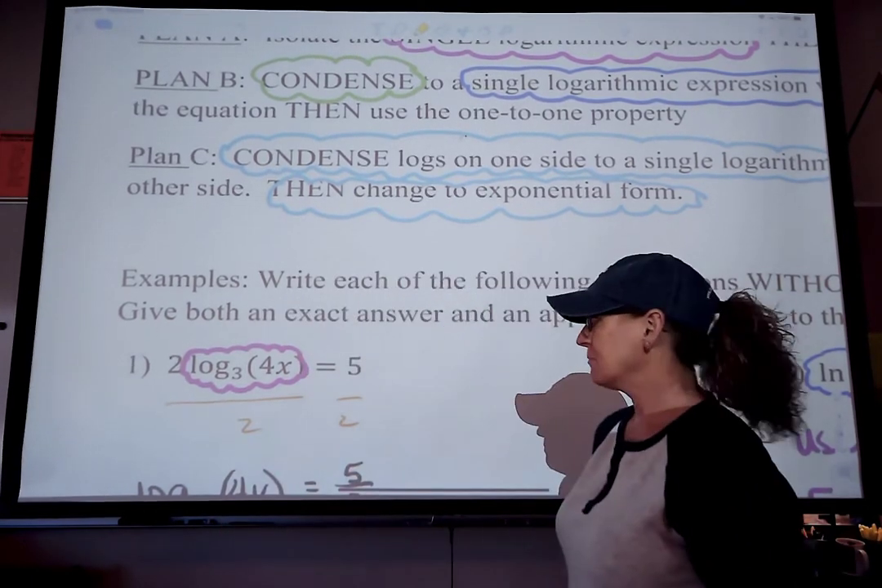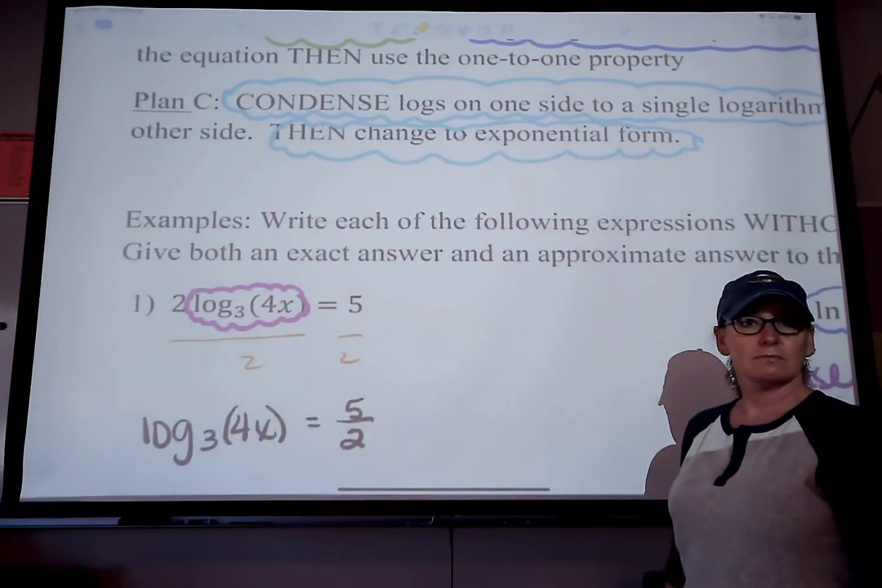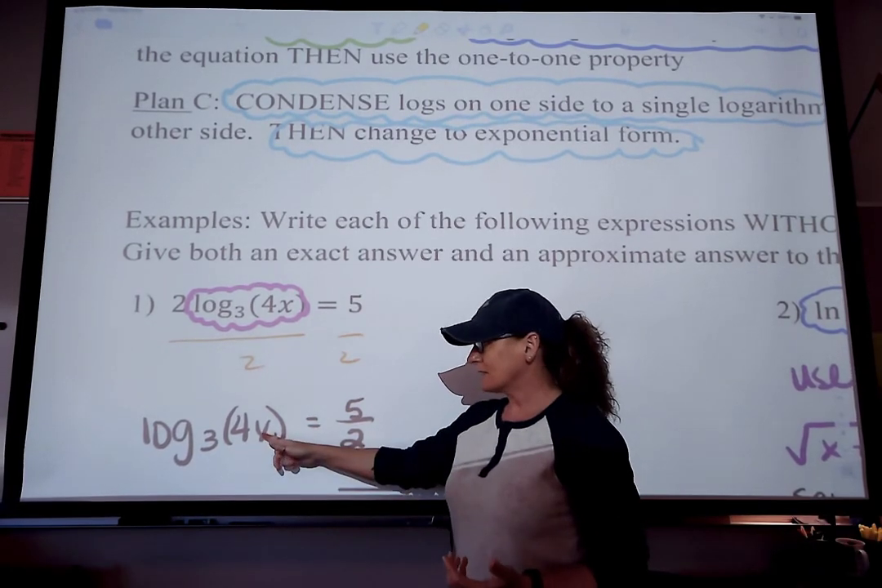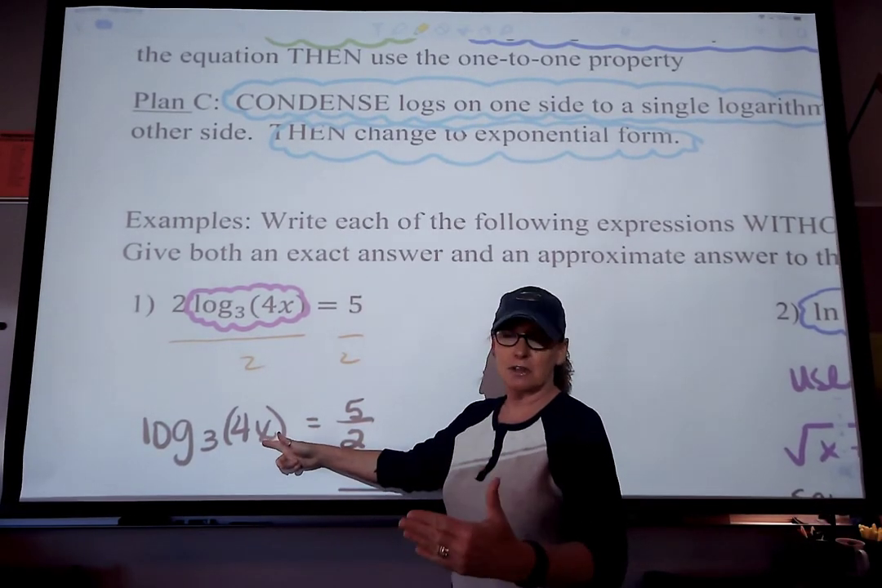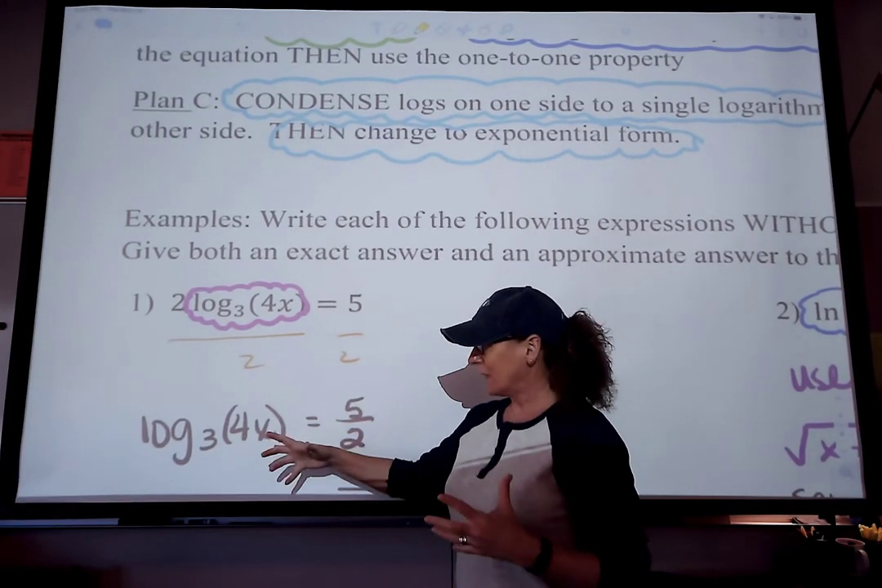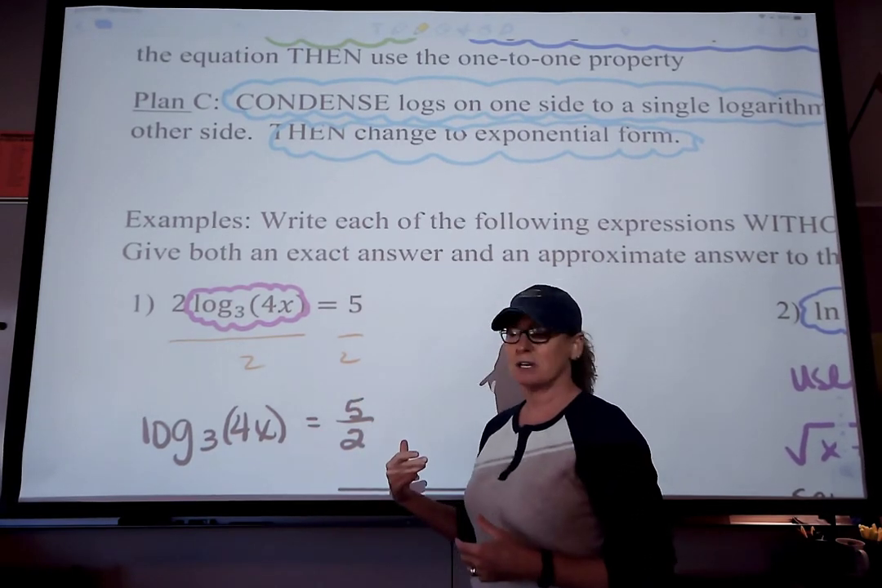Get the 2 out of there. So I divide it by 2. We have a logarithmic equation. Look where x is. X is in our logarithm. How good are you at logarithms? Well, you're not. So what we can do here is a simple maneuver to change this to exponential form.